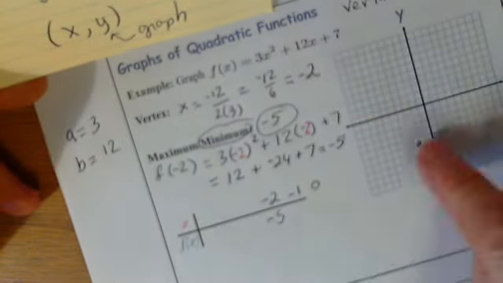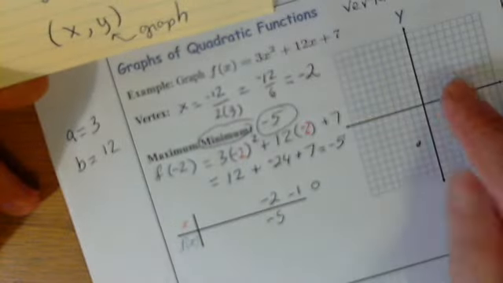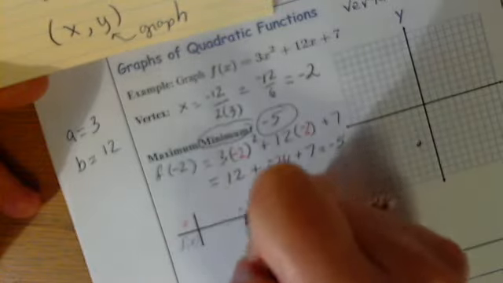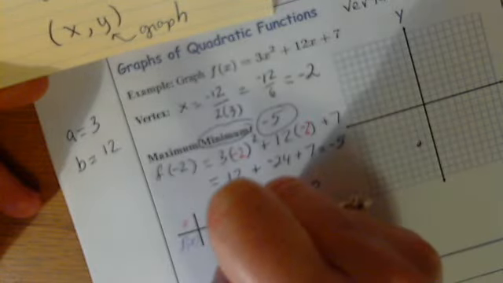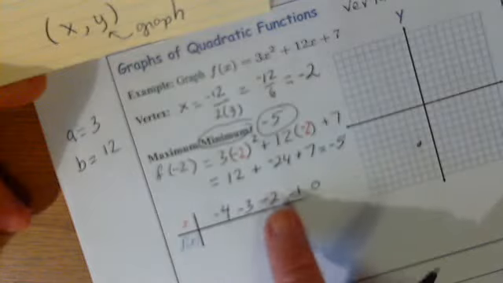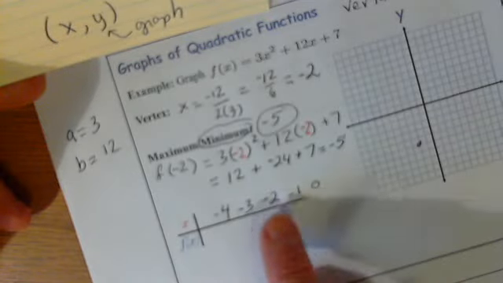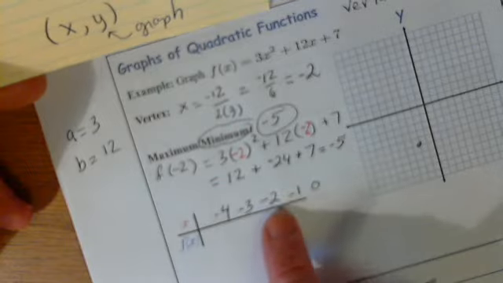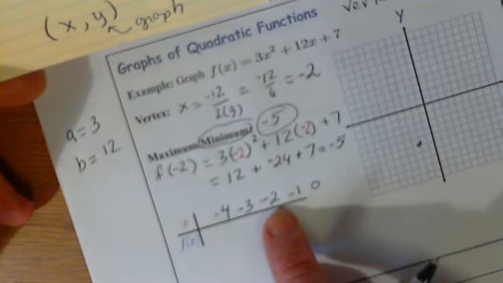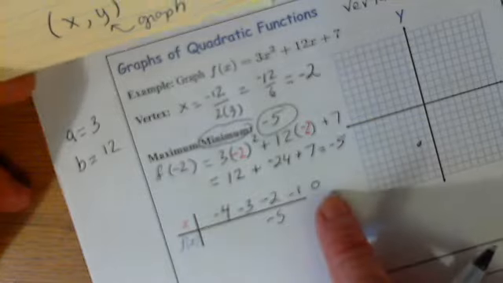Two values this way, so I can get my graph going like this. And then I also want to have two values going this way. And notice I've just got a number line here, negative 4, negative 3, negative 2 in the middle, negative 1 and 0. So two values on each side of that x value of your vertex.